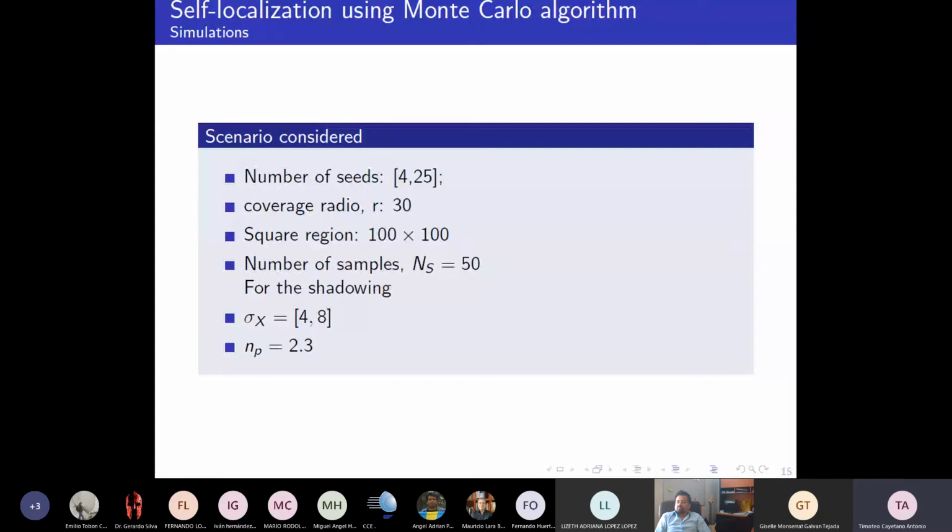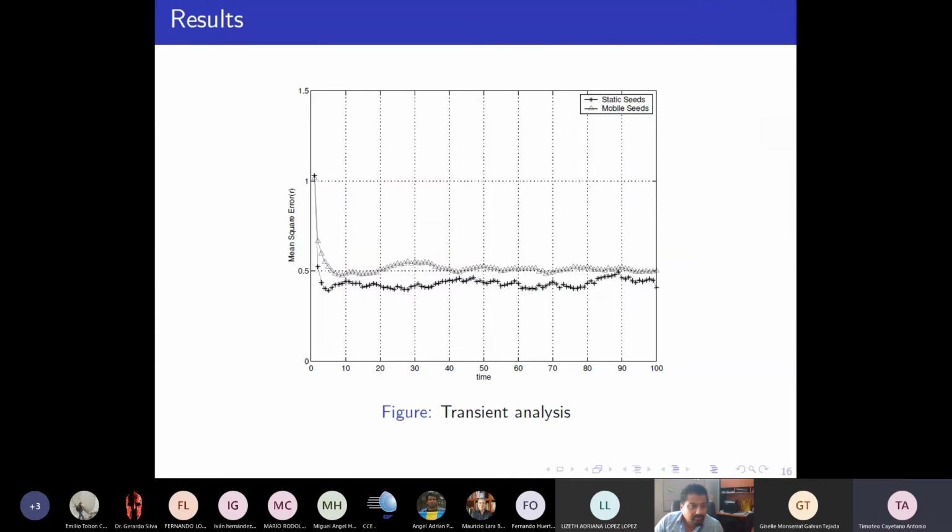First, we have done a transient analysis, and in this case, we are comparing two ways. The first case is when the seeds are static, and the second case is when the seeds are mobile. As you can see, when the seeds are static, the performance is better than when the seeds are mobile, and the steady state is reached first when the seeds are static than when they are mobile.